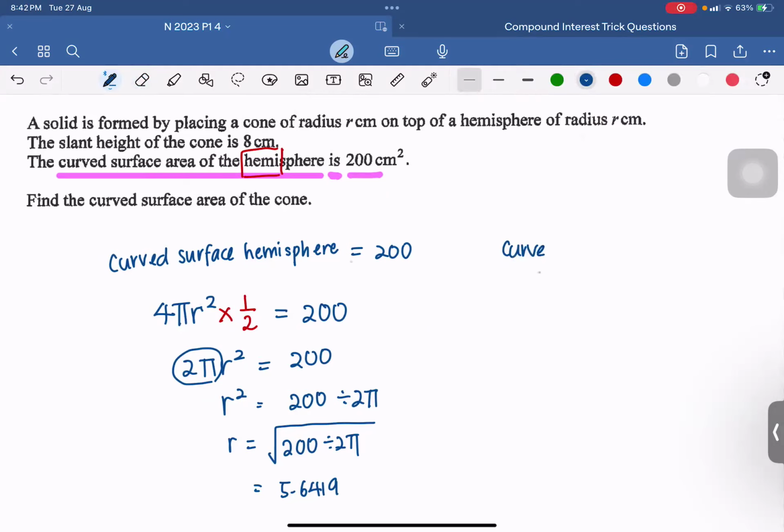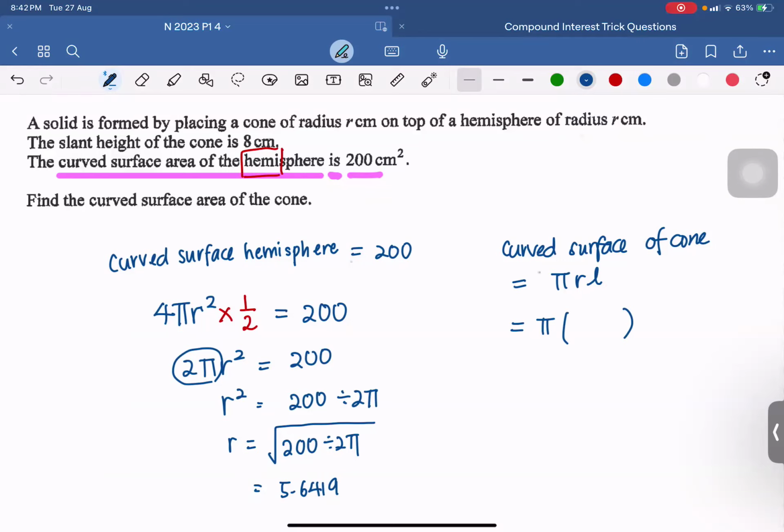Curved surface of cone. Anyone know what's the formula? 1/3. 1/3 is volume. Pi rl. Thank you. Okay, Lynn, you got it half correct. 1/3 is the one for volume of cone. Okay, so pi rl. Why not me? Oh, not you, that one Elisa. No, that one Xing En. Xing En, really? Yeah. Anyhow.